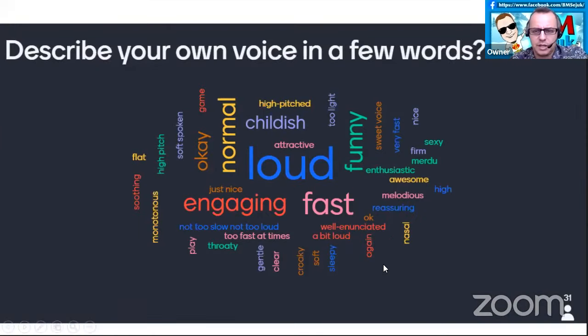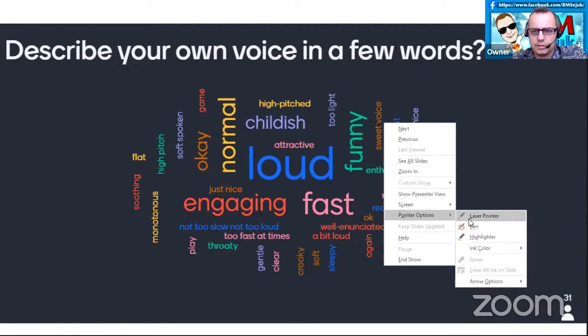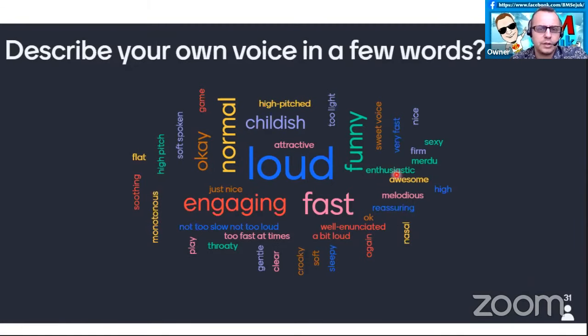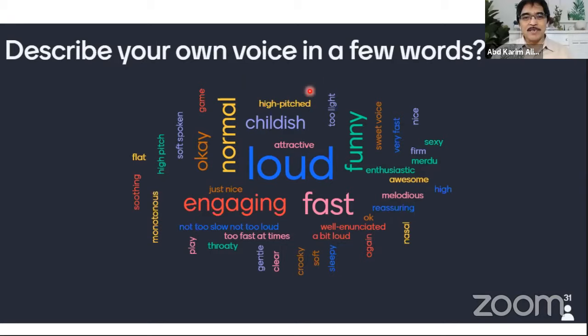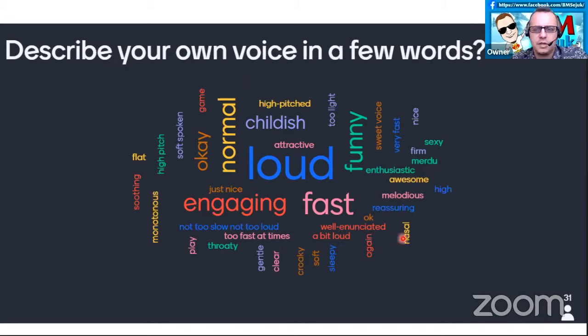We did the word cloud. Describe your own voice in a few words. So you can see here, we had 31 respondents, which is about 30% or something, 25%. You can see loud, engaging. So at least quite positive. That's good. So the participants are quite okay with the voice, which is good.